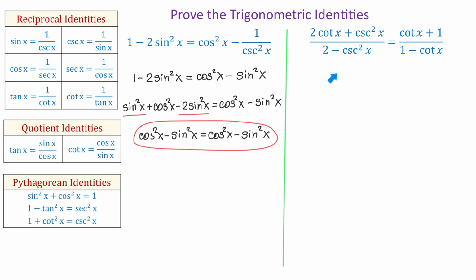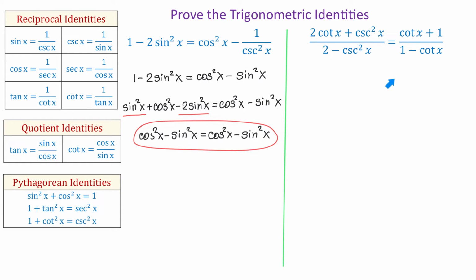The second identity is 2 cotangent of x plus cosecant squared of x over 2 minus cosecant squared of x equals cotangent of x plus 1 over 1 minus cotangent of x. In this identity, the left side looks more complicated, so I will start by simplifying this side.